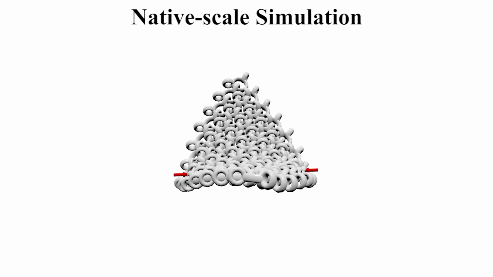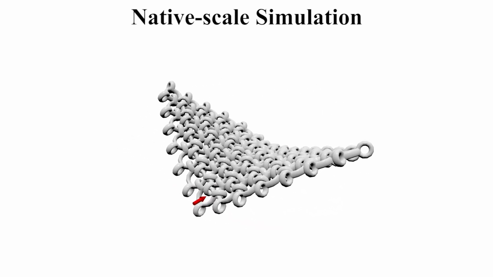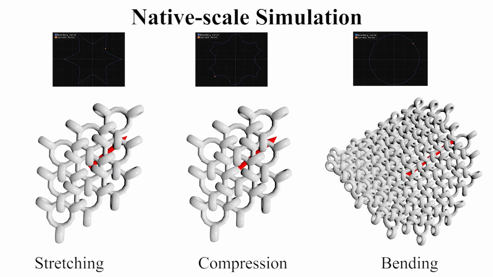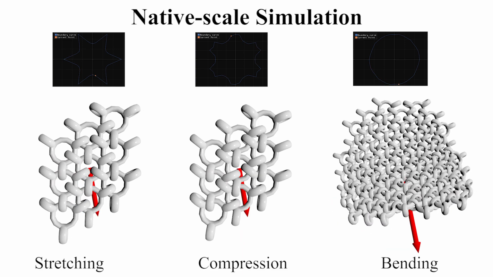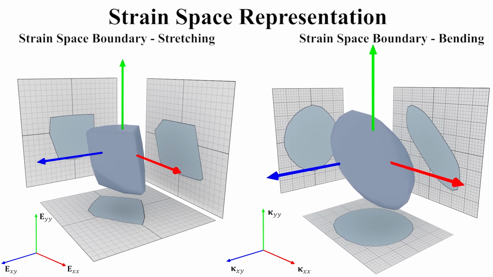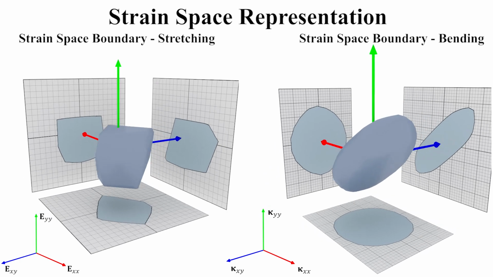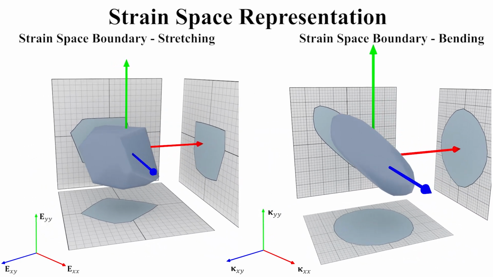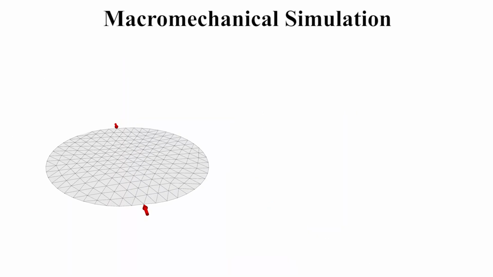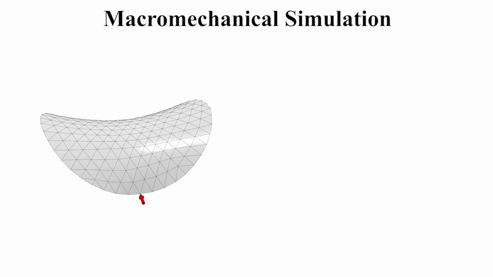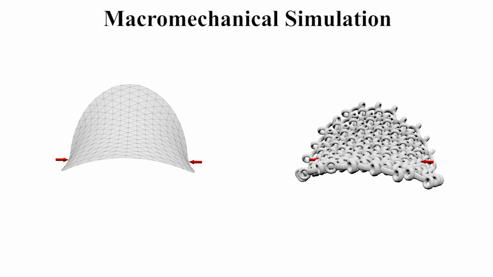We start by building a native scale model based on rigid body simulation with contact in order to determine the macroscopic deformation limits. For each material, we perform thousands of virtual deformation tests for uni- and bi-axial stretching and bending in different directions. We use these tests to explore the set of feasible deformations in strain space and construct an explicit representation of its boundary. We then use this strain space boundary to build a macromechanical model for discrete interlocking materials that combines thin shell simulation with homogenized deformation constraints.